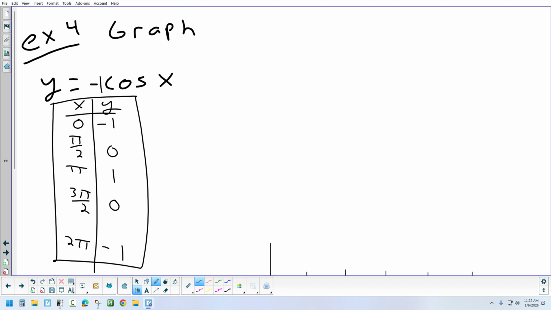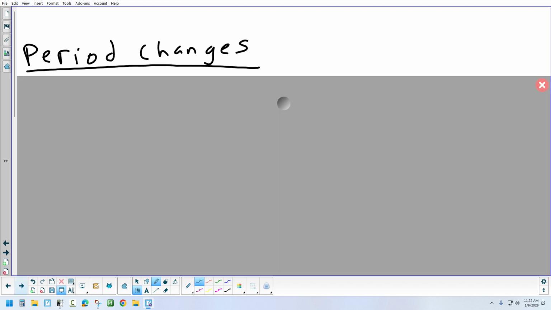So that's pretty much it for the vertical stretch. And again, that's the easier one. So we've shifted up and down, shifted left and right, stretched up and down. What's the last thing we have left? Yep. Stretch or compress left and right. Okay. And that is called a period change.